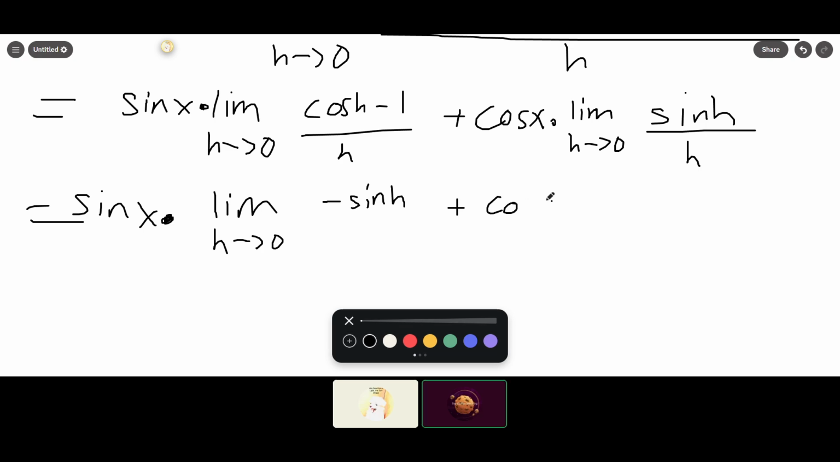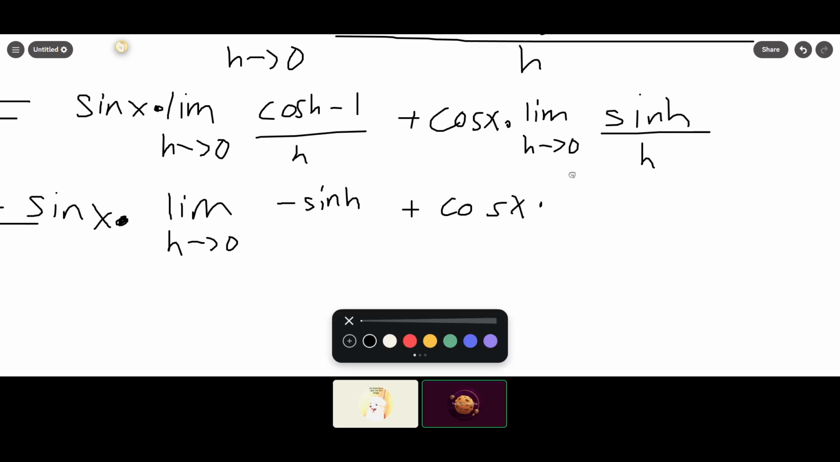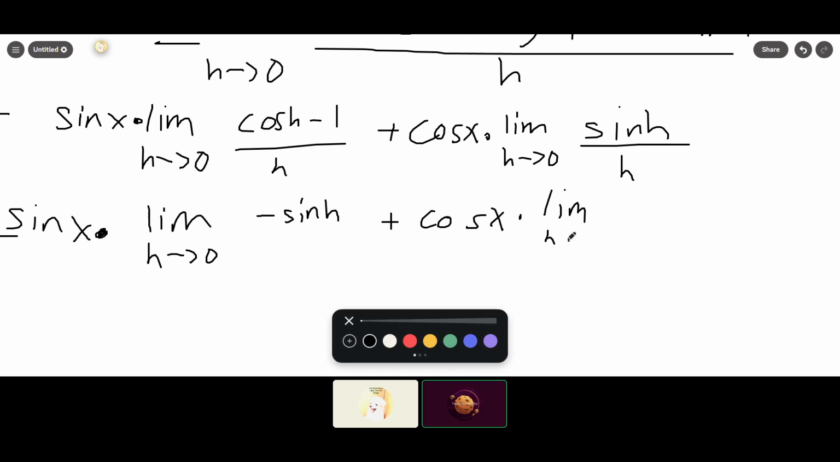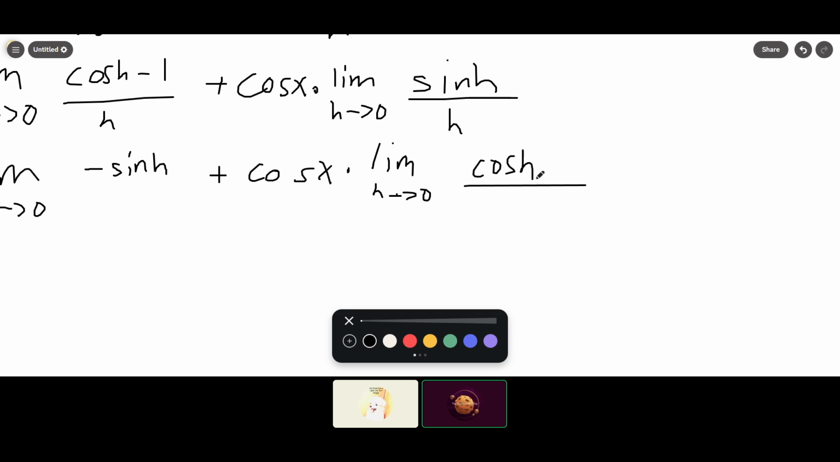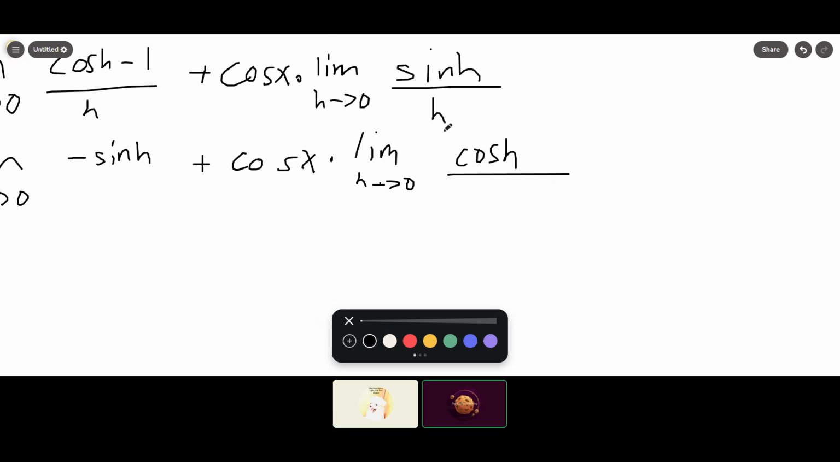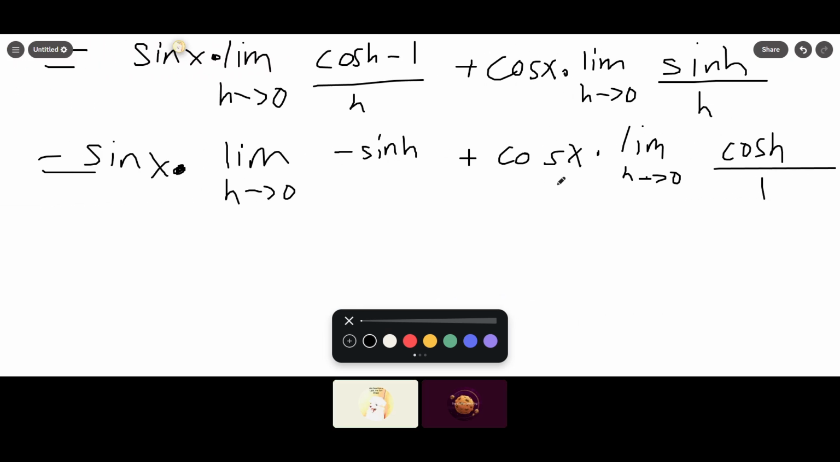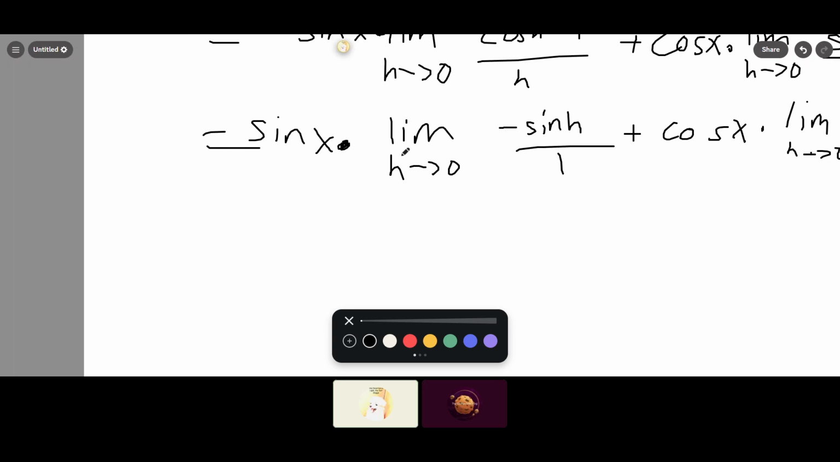Plus cosine x times the limit as h approaches 0. So the derivative of sine is cosine. Everyone knows that. That's really obvious. So if you don't know that yet, you're not intelligent. Over what? Oh, and this is over 1.